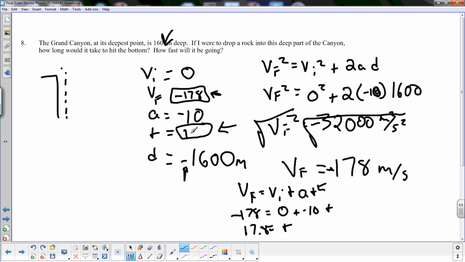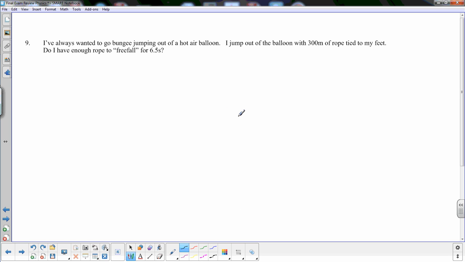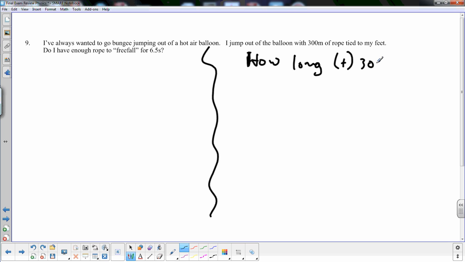I've always wanted to go bungee jumping out of an air balloon. I jump out of the balloon with 300 meters of rope tied to my feet. Do I have enough rope to free fall for 6.5 seconds? There are two ways you can do this. One of them is to figure out how much time 300 meters of rope will buy me. The other way to do it is how much rope for 6.5 seconds of free fall. I can do both here.